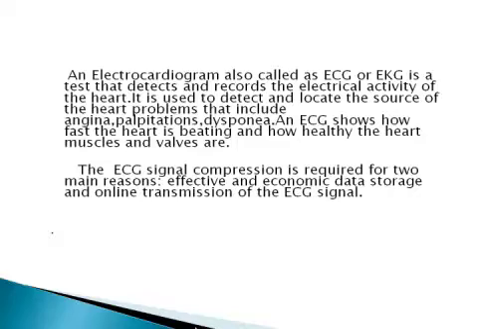The basic explanation on ECG is given here. An ECG is a test that detects and records the electrical activity of the heart. It is used to detect and locate the source of heart problems that include angina, palpitation, dyspnea. An ECG shows how fast the heart is beating and how healthy the heart muscles and valves are. The technique that we are using for ECG signal compression is for two main reasons. They are effective and economic data storage and online transmission of the signal.